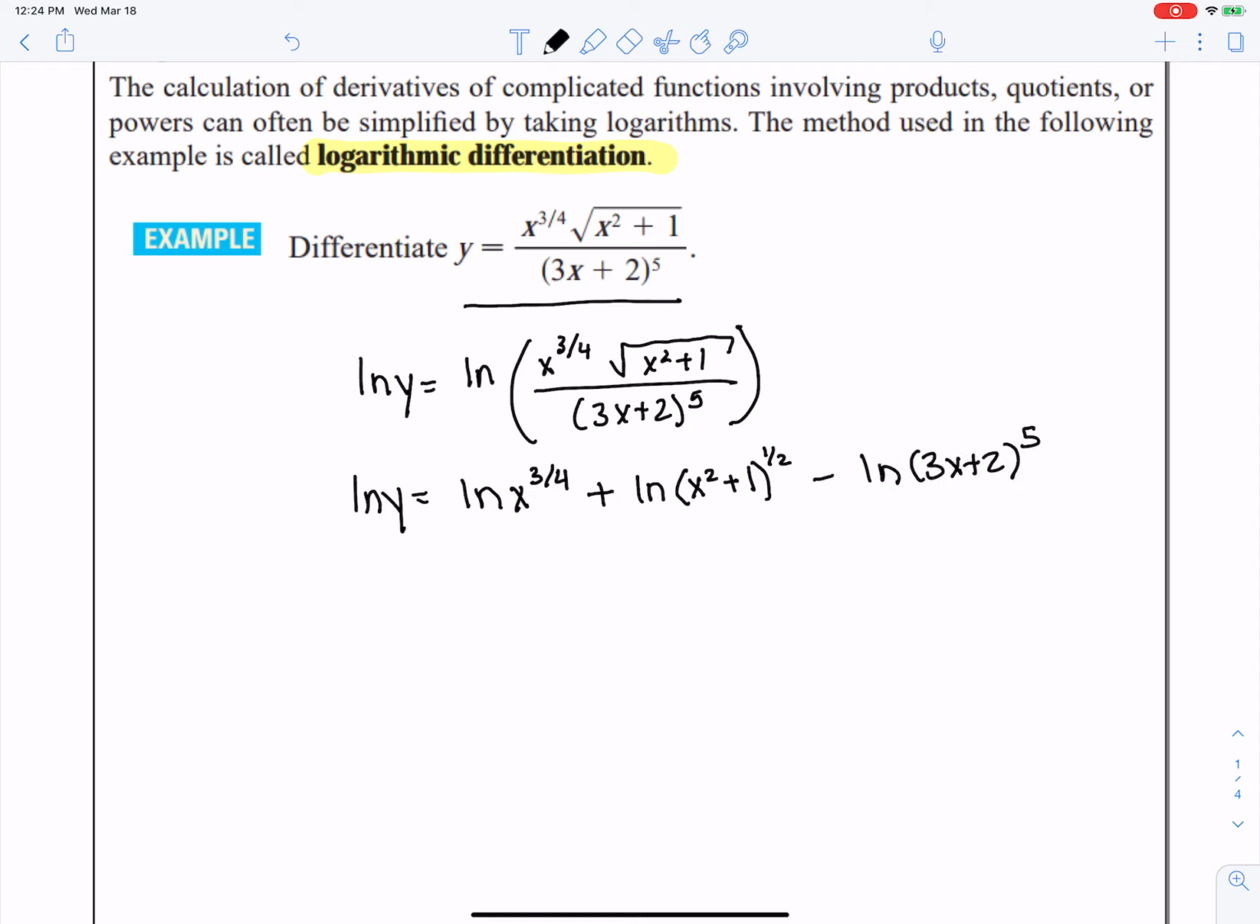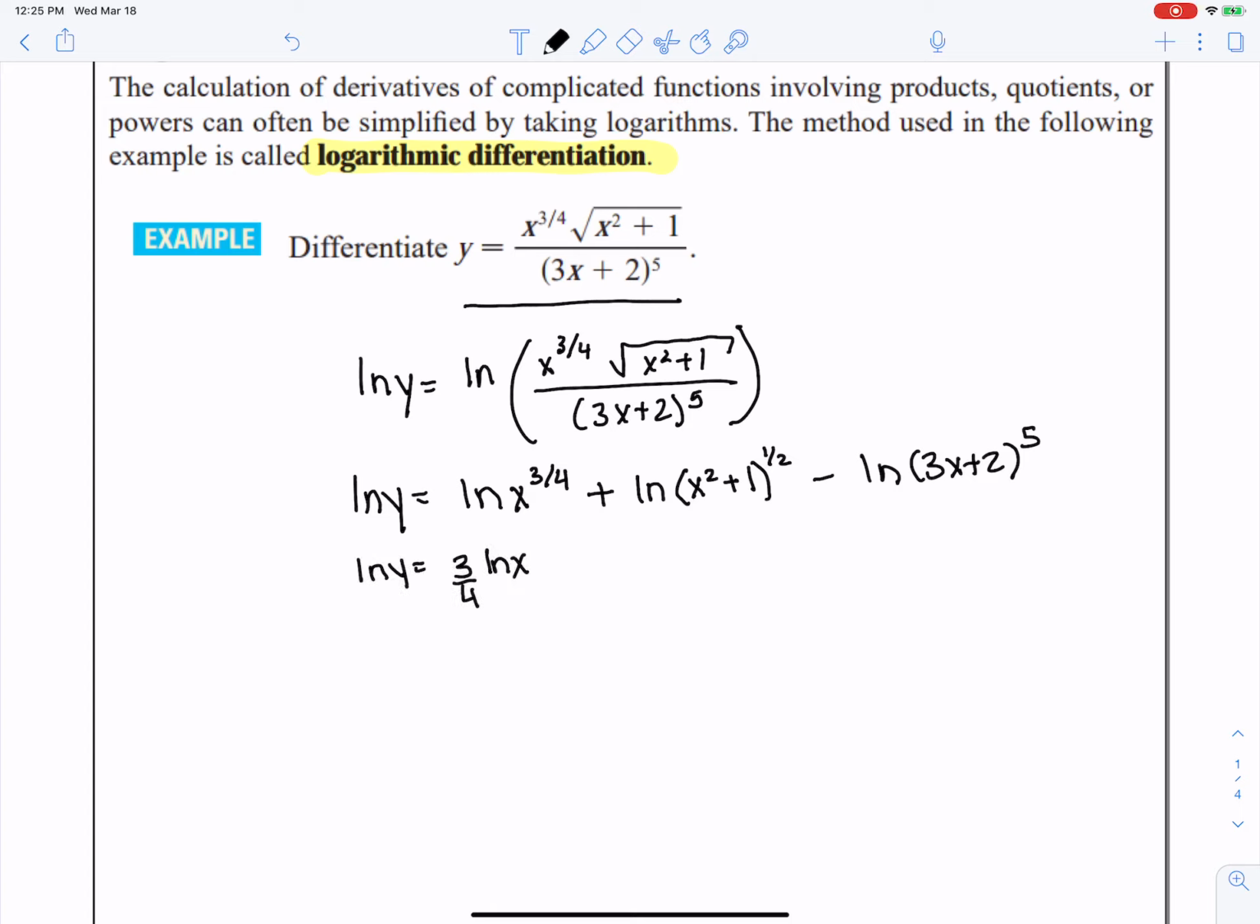To the power of 5, my exponents can come down. So 3/4 ln x plus 1/2 ln(x squared plus 1) minus 5 ln(3x plus 2). Now when we look at this point, we haven't actually done anything other than simplify the function and write it in a different way. Now we're ready to differentiate.